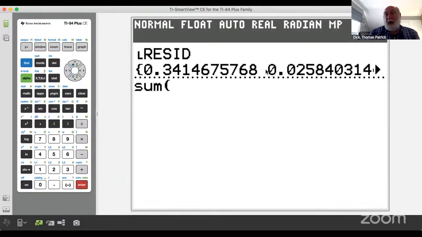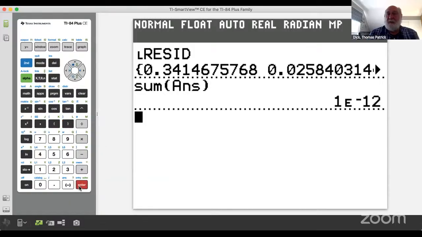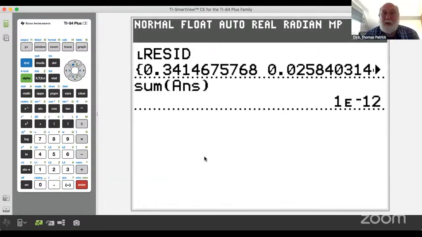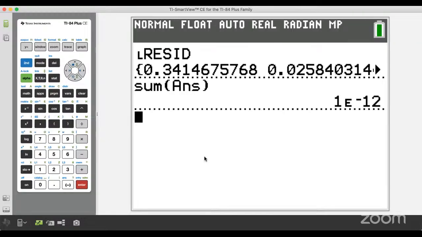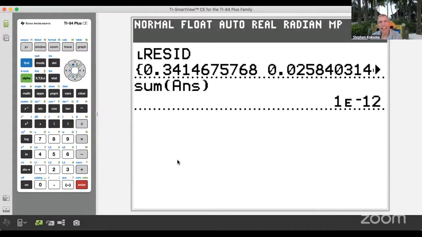And let's see, my last answer was this residual list. So let me just go ahead and put ans in there. So I'm guessing that should sum up the values in that list. Oh, isn't that funny? What kind of an answer is that? Very small. That's very interesting. I wonder if that's always the case.